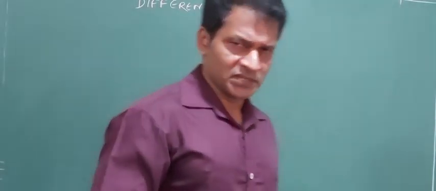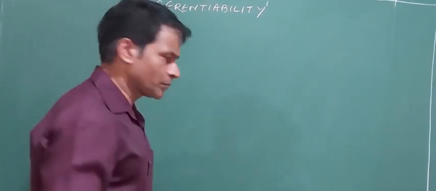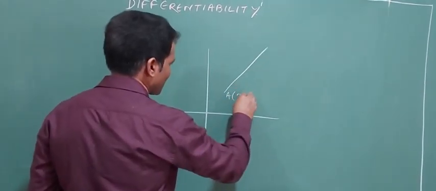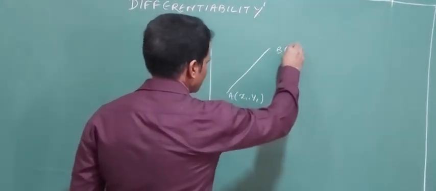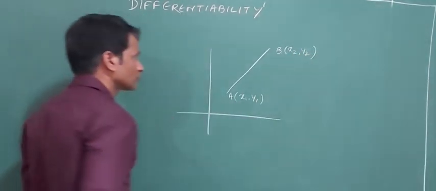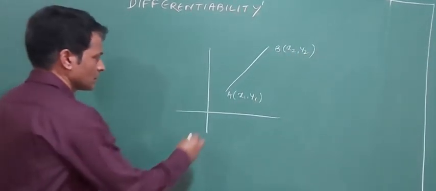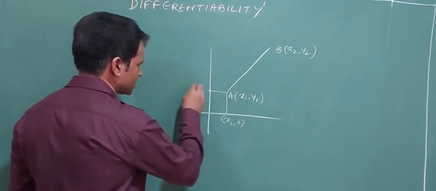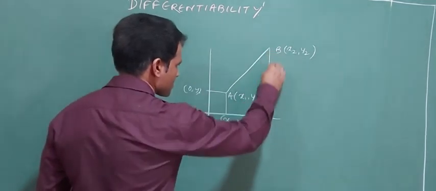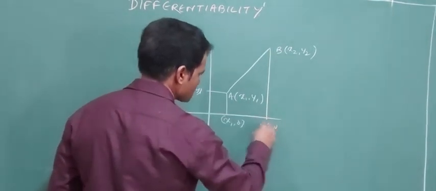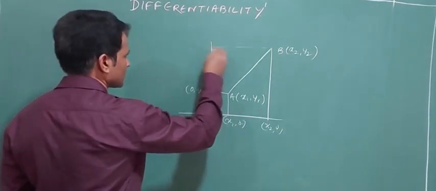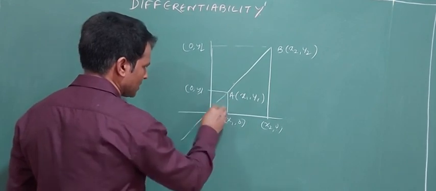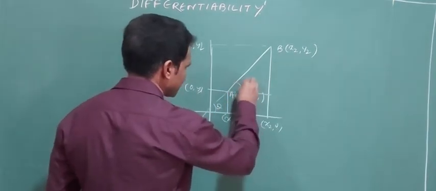What is the slope of 2 points? Suppose I am taking 2 points on x and y axis. This point is A, (x1, y1). This is B, (x2, y2). If I connect here, this is (x1, 0). This is (0, y1). This point is (x2, 0). This is (0, y2). If I extend it, it makes an angle theta. If I join it, this also makes theta.